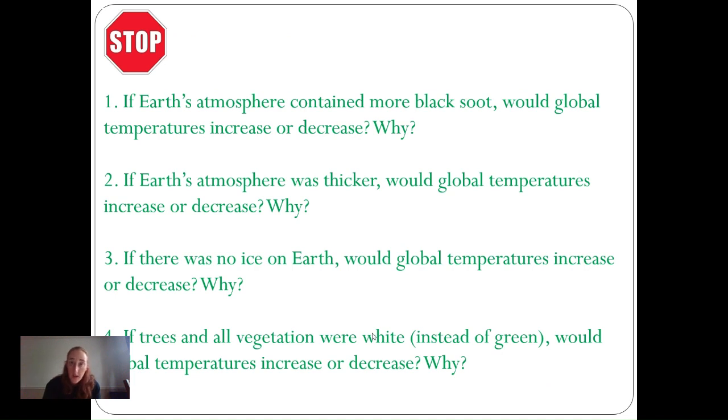All right, so I got 4 thinking questions here for you. They're multiple choice questions on atmosphere quiz 2. So first, if Earth's atmosphere contained more black soot, would global temperatures increase or decrease, and why?